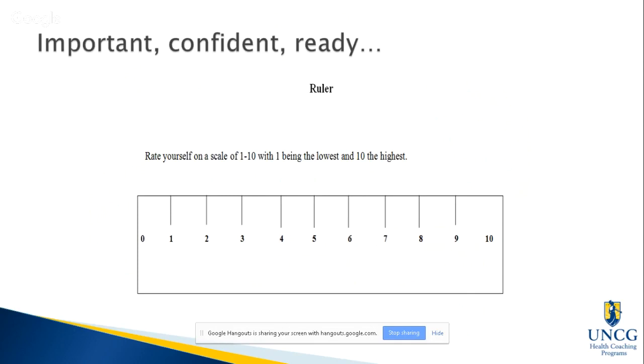And another rule of thumb that I typically use with the ruler tool with regards to agreements or goals that the client is setting is that if they're not a 7 or higher in confidence for that particular goal, what refinements do we need to make? Because we want to see them be successful.